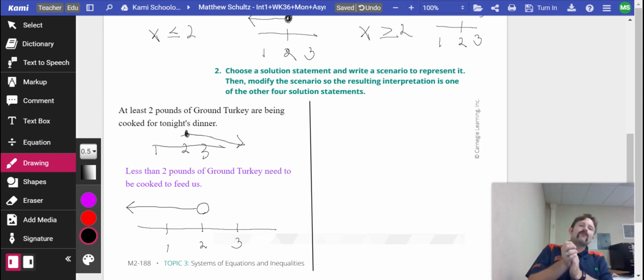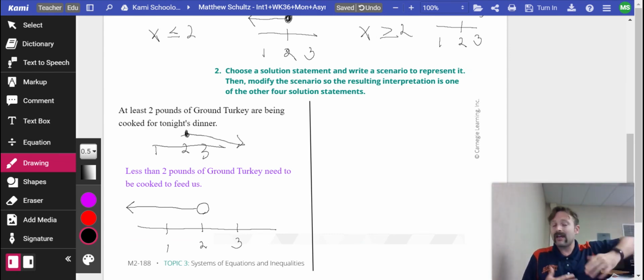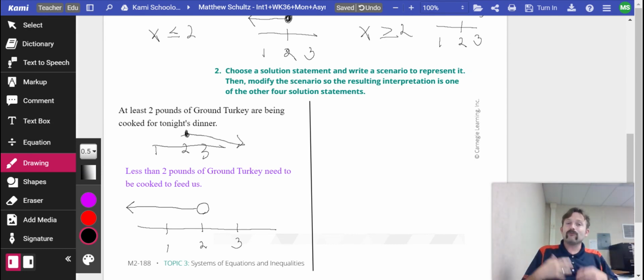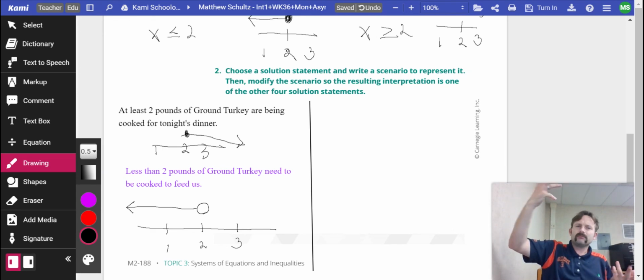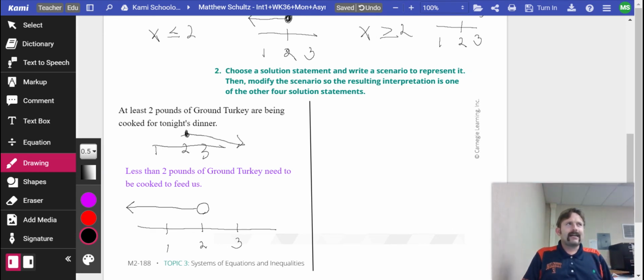All right, guys, for yours, I want you to pick one of the above scenarios and come up with a real world scenario. And you might need to make sure you can use continuous data. I was thinking like 2 cows, but then I was like, well, can you have 2.5 cows? So that's why I went ground turkey.